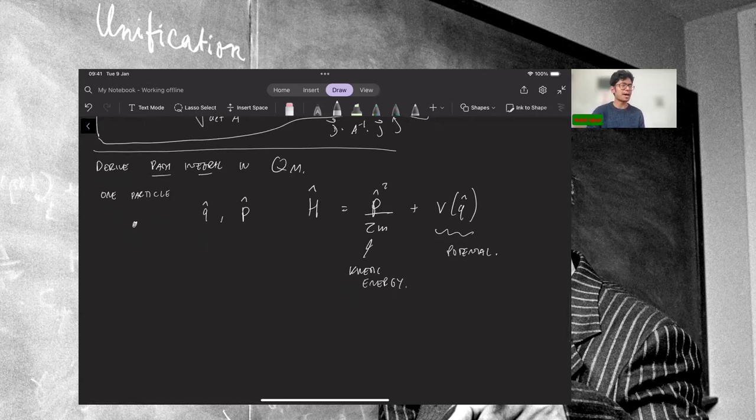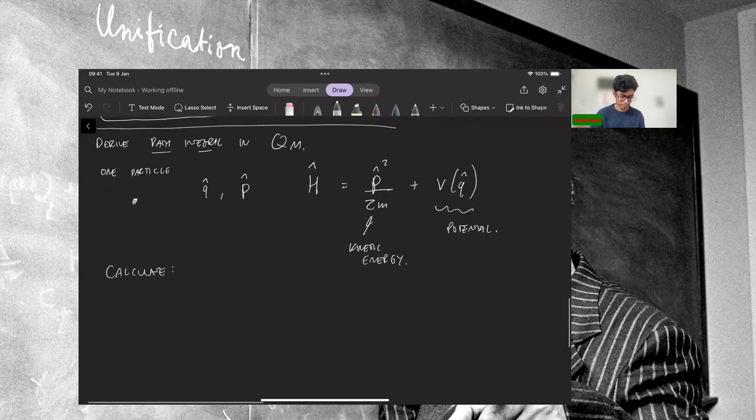And now I want to calculate something in this. I want to calculate a formula for the following object. So the goal of this part is going to be to calculate the following thing: the inner product of QB with e to the minus iHt times QA.